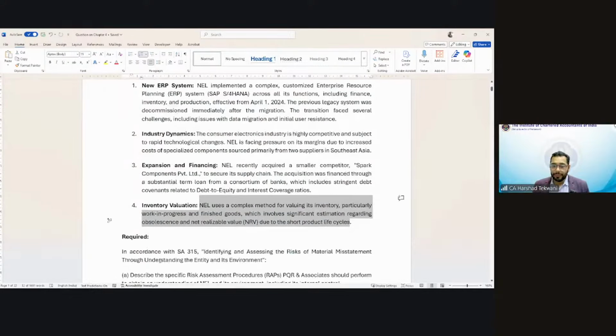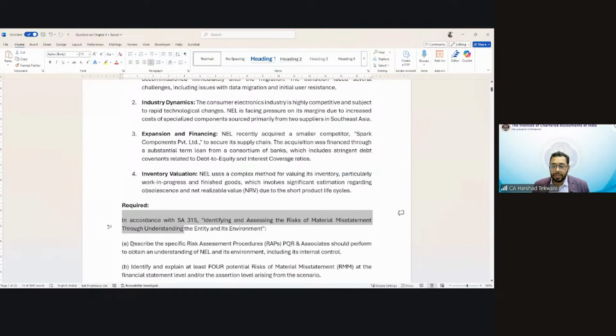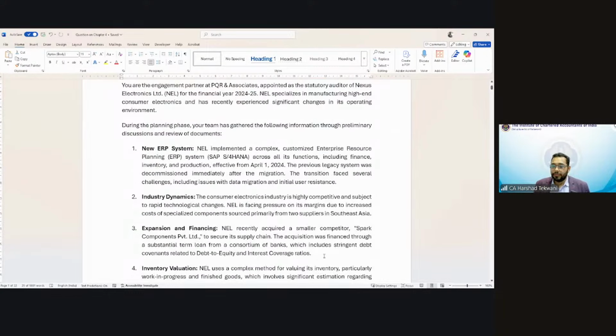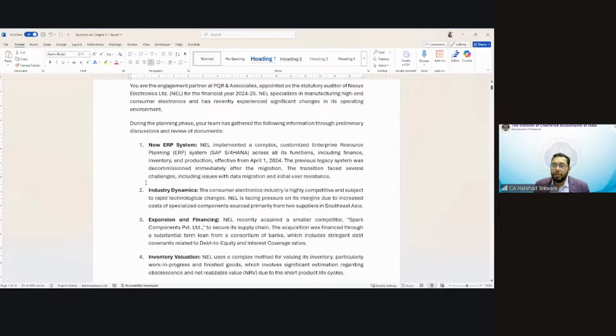Now we will see the question. In accordance with SA 315, describe the specific risk assessment procedures PQR and Associates should perform to obtain the understanding of NEL and its environment, including its internal control. So, what are the specific risk assessment procedures you need to perform to obtain the understanding of the entity? This is the information which is given. I'll just zoom out a bit. So, read the question, take a minute, and then try to answer. What procedures will you perform?